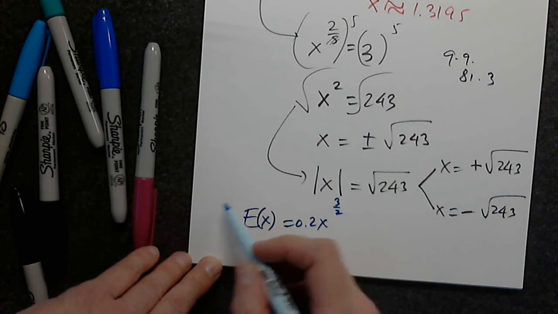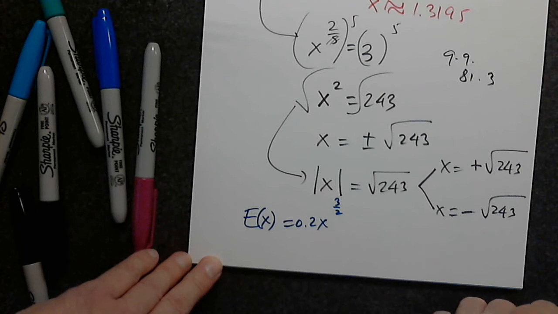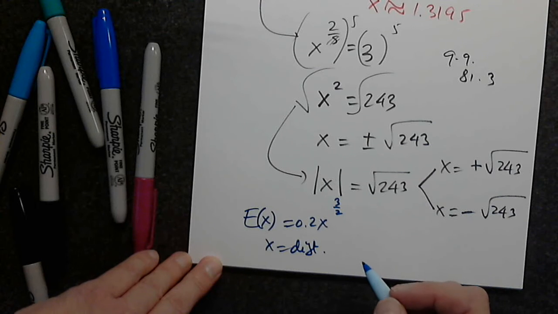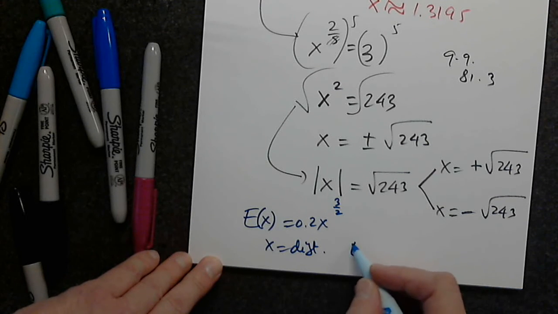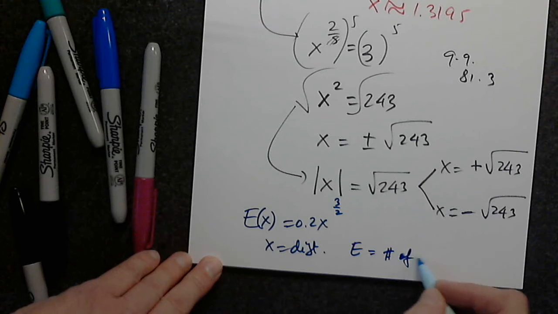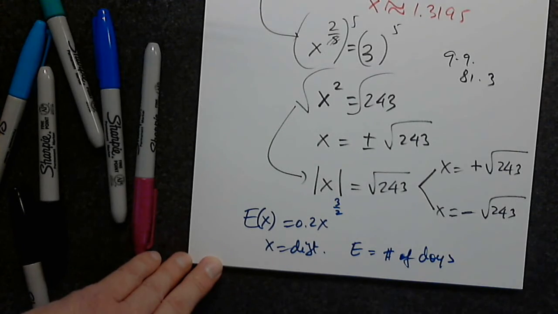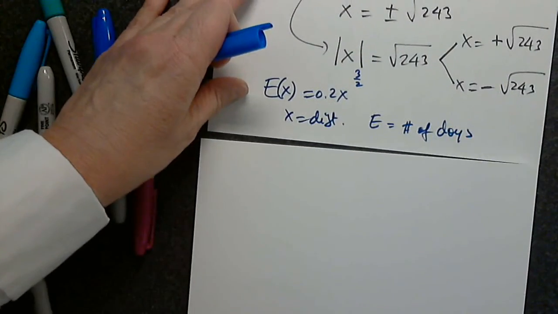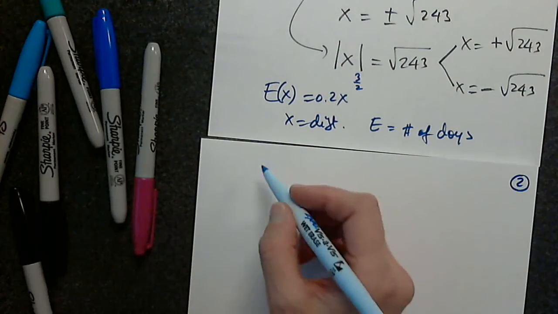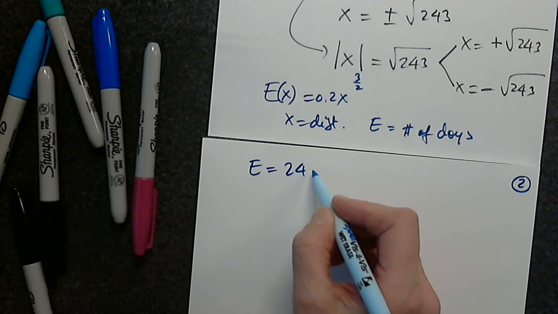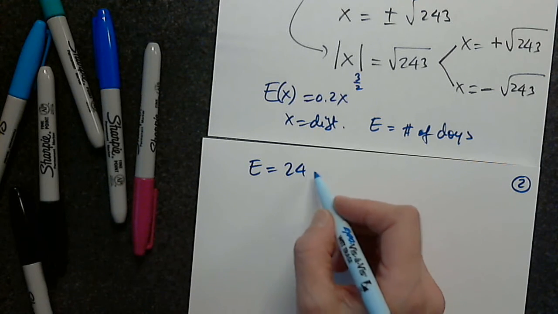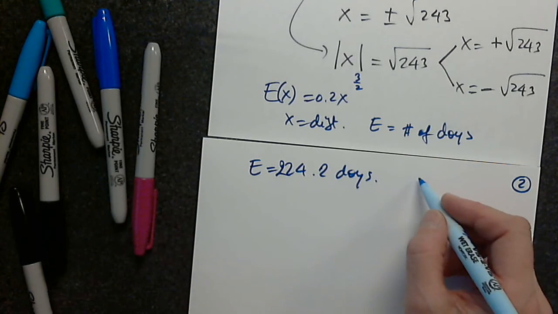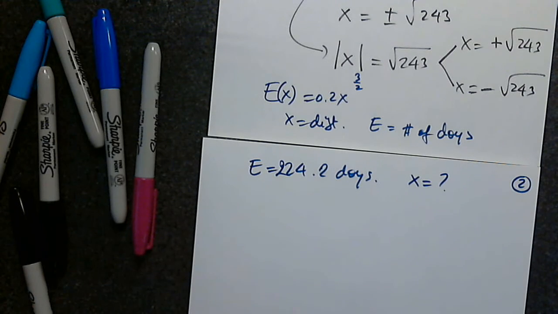So this is just a word problem. Can you tell us the number or section? So it says x is going to be the distance from the center, so it's the solar system. Okay. The planet. And E equals the number of days of the planet. And then it says we're going to find planet B, and it says it's 224.2 days. So E equals 224.2 days. And they're asking us to find the distance. Yes. Okay, perfect. Very good question.